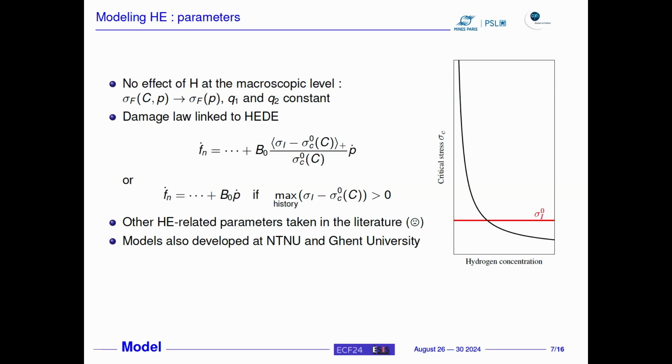If it's close to zero, there's no effect, so it should go to infinity, more or less. If you increase the hydrogen concentration, and this red curve is, imagine, the load level you have. If you have a sufficiently high concentration of hydrogen, then the material will start to fail. And we are trying different forms of these equations to match our experimental results. Most of the other hydrogen-related parameters are taken from the literature, and that's something I don't like, but that's something we have to do. I must point out that such models are also developed in Norway and at Ghent University.